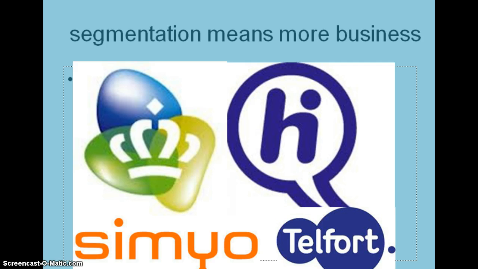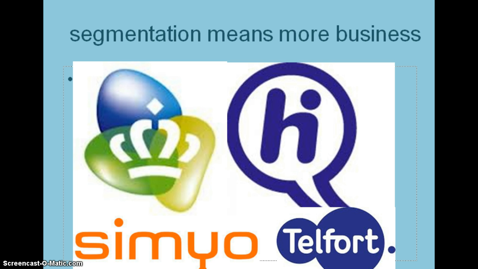So if you look at KPN as a company, they have different brands. They have KPN, they have Hi, which is targeted at younger people, they have Telfort, which is more the no-nonsense brand, and Simyo is more the budget brand. This means that they have these different brands with different customer segments that they are aiming at. That means that overall they are able to get more business, to have a larger total installed base than they would have if they would just focus on one customer segment. So this is really important.